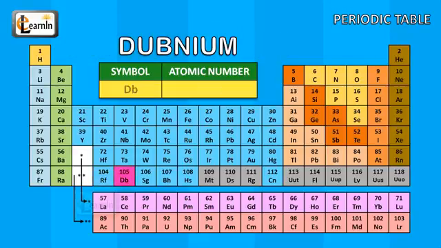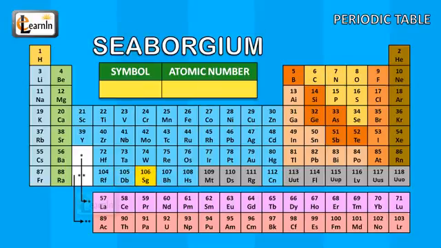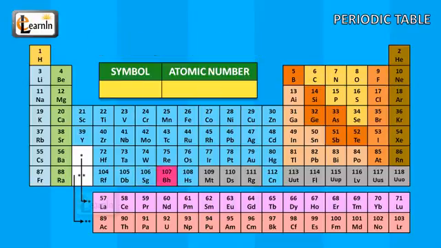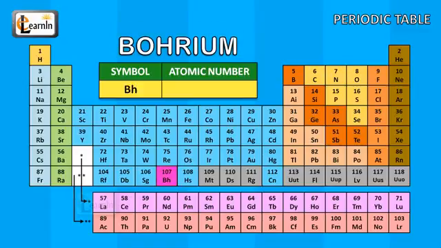The element dubnium is represented as Db and has an atomic number of 105. The element seaborgium is represented as Sg and has an atomic number of 106. The element bohrium is represented as Bh and has an atomic number of 107.